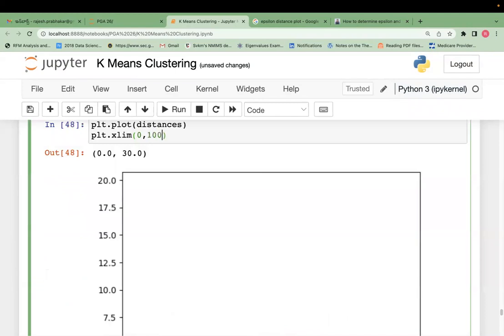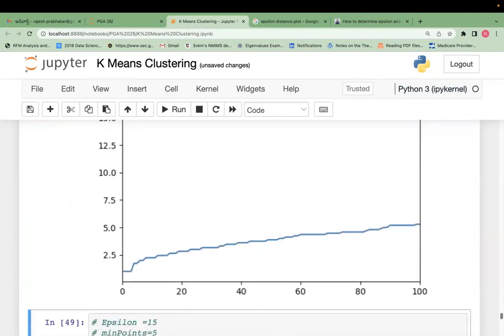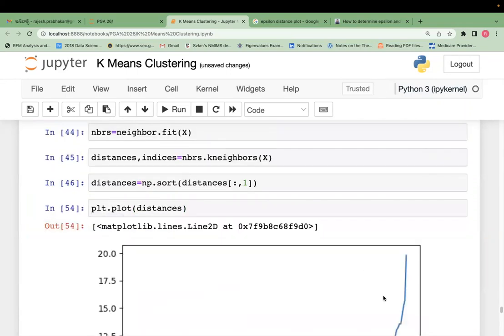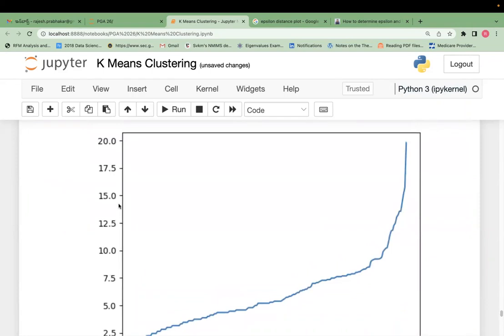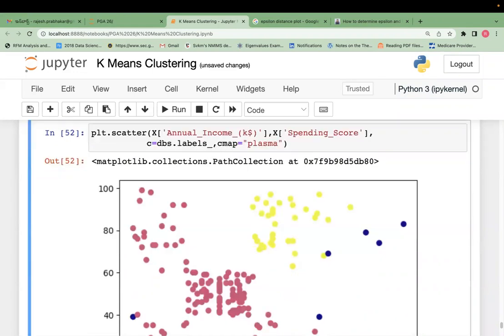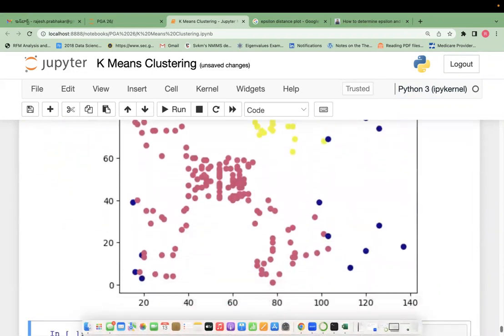Actually, we have to give X 100 and you have to see on the left where the maximum curvature is happening. So don't give the limit. What happens? Now you can see here, the maximum curvature is happening at somewhere below 15, right? So shall we take 14? Epsilon as 14. Did we get any overlaps?